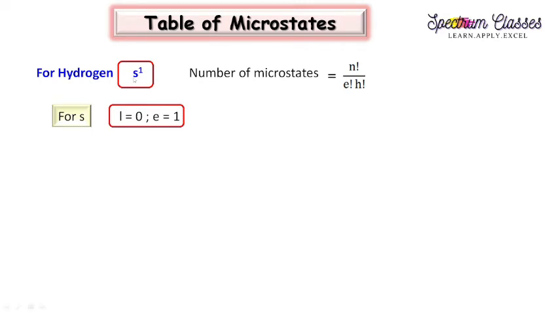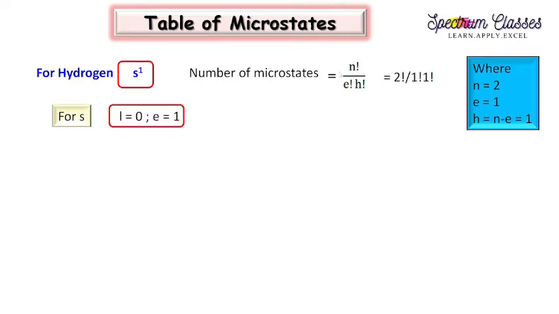Hydrogen has an s1 electron, right? And first we are going to calculate the microstates. So writing the microstates: factorial n divided by factorial e factorial h. It can accommodate maximum 2 electrons. So 2 factorial upon 1 factorial, where 1 is the electron which is present and the number of holes is 1. So on putting all these values here, 2 into 1 upon 1 into 1. In this manner, we are having two microstates.